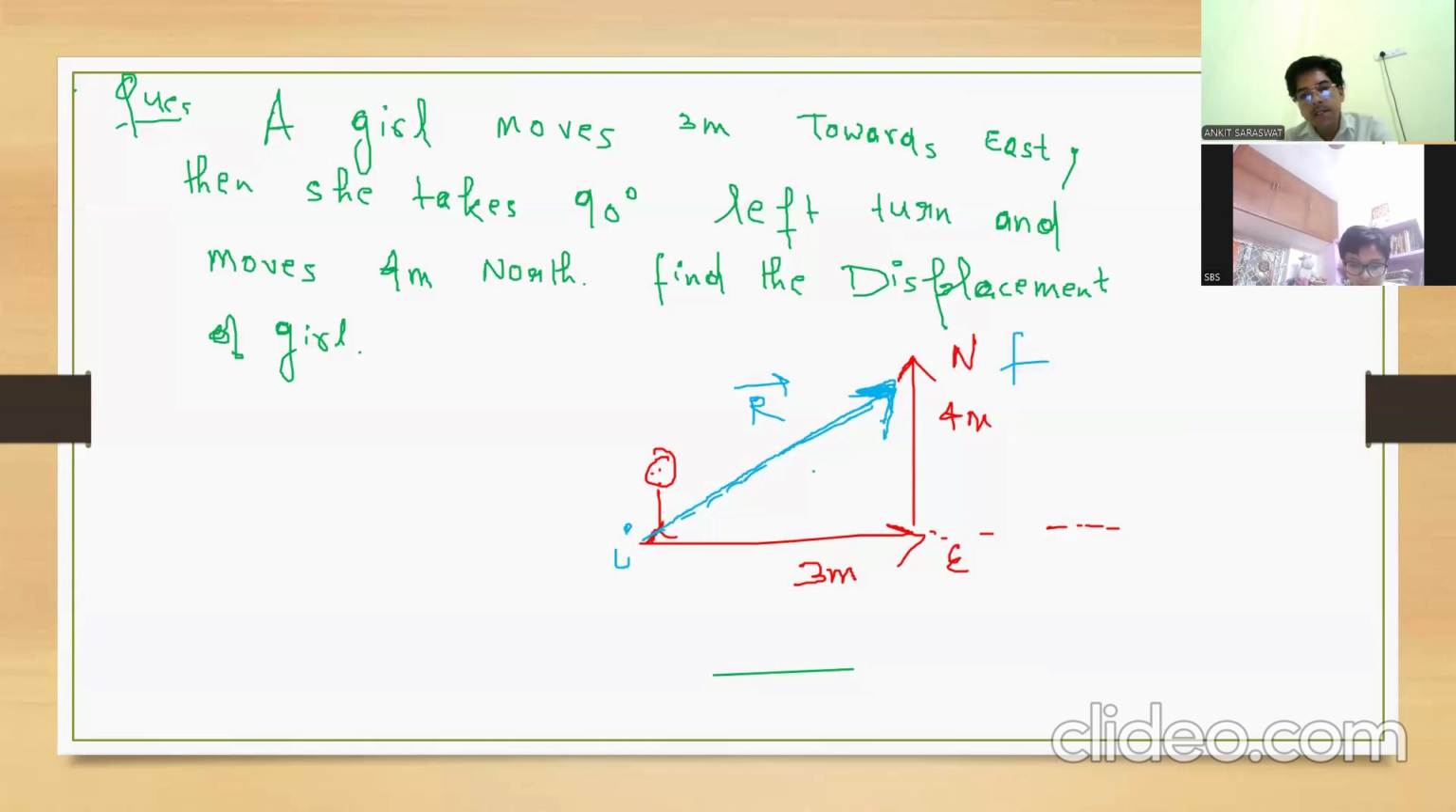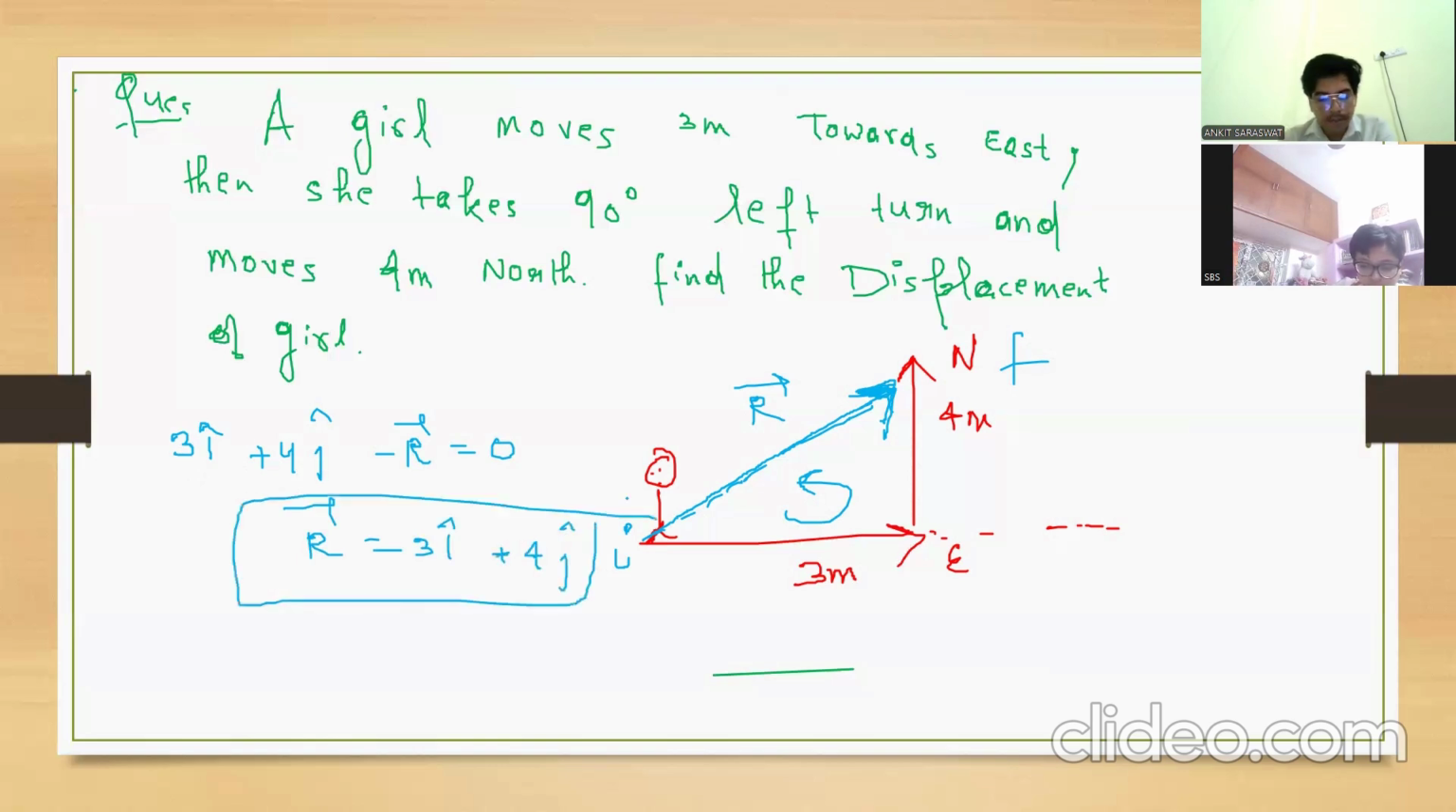So it will be, take any sense like this, 3 in which direction? I cap. 4 in which direction? J cap. So displacement R will be 3i plus 4j. Clear? Yes, sir. Easy only. So you should know the triangle law and how to apply it. If you have a good command of this, believe me, all the position vector, displacement vector, entire kinematics you can understand.